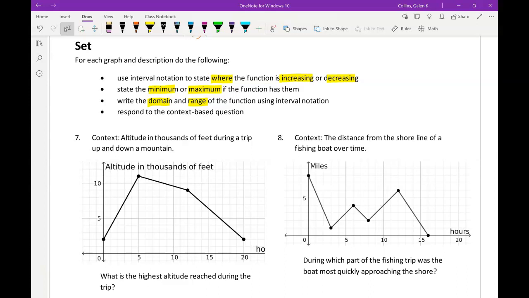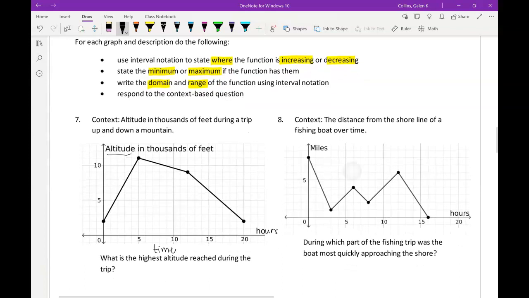So in number 7, we're given the context that this graph represents altitude in thousands of feet during a trip up and down the mountain. And I think what is on the x-axis got cut off, but that should be hours down there. So we have time in hours as our independent variable and altitude measured in thousands of feet as our dependent variable.